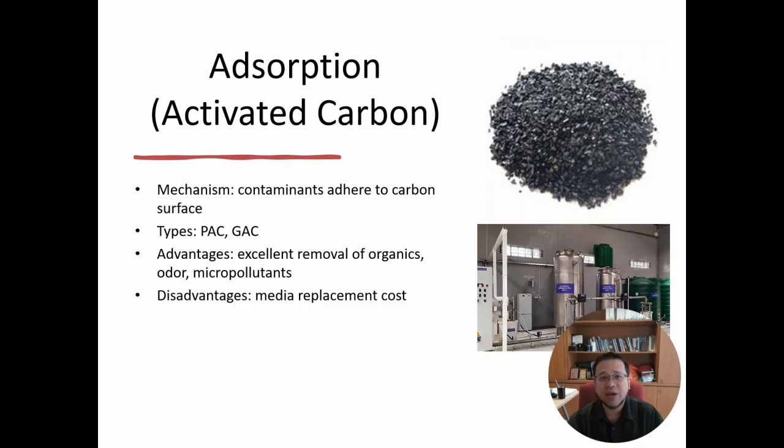Adsorption involves attaching contaminants to the surface of activated carbon. There are two forms: powdered activated carbon (PAC) and granular activated carbon (GAC). Activated carbon is extremely effective at removing dissolved organic compounds, micropollutants such as pesticides or pharmaceuticals, taste and odor causing compounds, and residual chlorine. Its main drawback is cost. Carbon must eventually be replaced or regenerated.